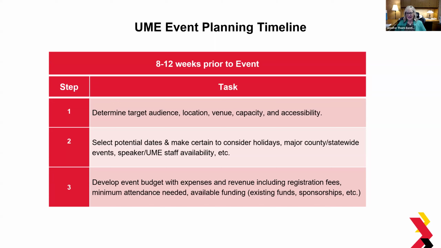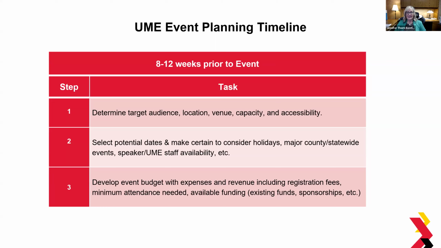So first task, 3 months out typically, is when you're going to determine your target audience, your location, venue, the capacity, the accessibility of that venue. And then looking at potential dates. Some of the things that oftentimes have caused issues are that we look at dates that are good with the venue, but we haven't necessarily considered holidays within our office, or how we're going to have the support we need to implement that program, because there might be other major county or statewide UME events.